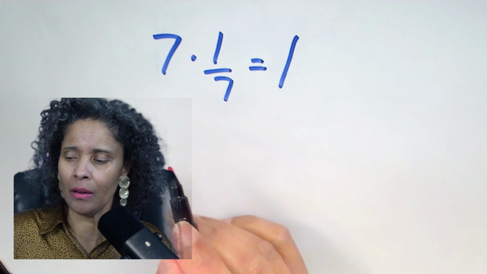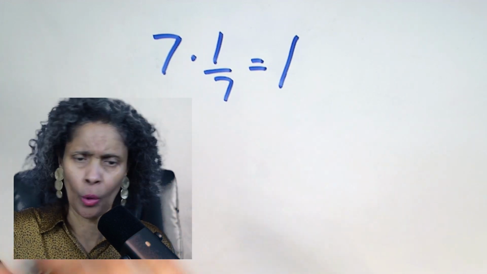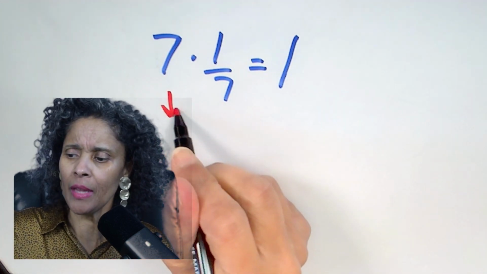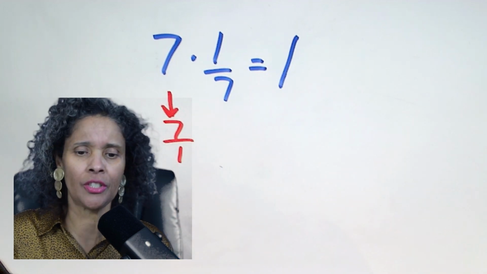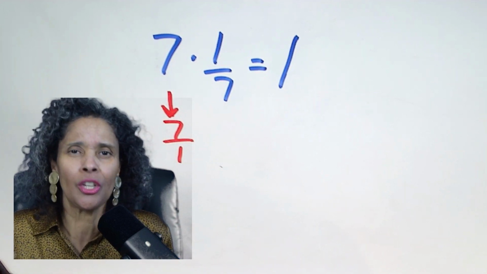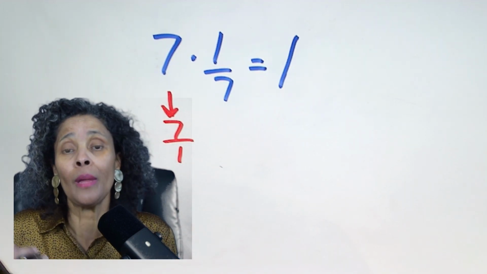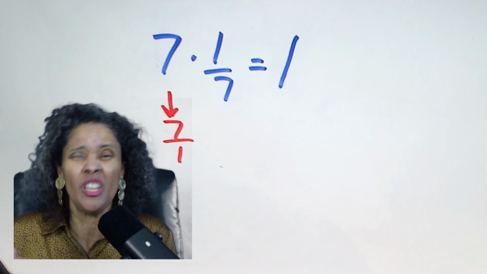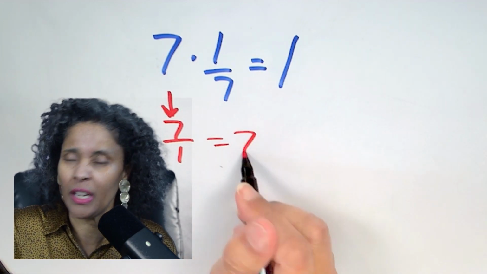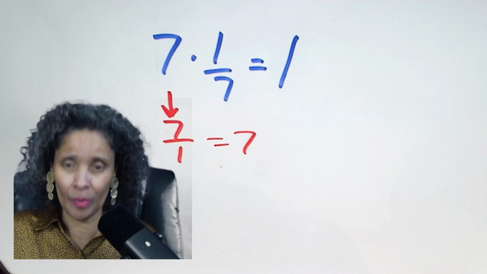This 7 right here, whenever you have a number like that, it's the same thing as 7 over 1. It's just like it's 7 over 1. So anytime you have an integer by itself, you can automatically assume that there's an imaginary 1 underneath. We just don't write it because it's going to be equal to 7 anyway, right?